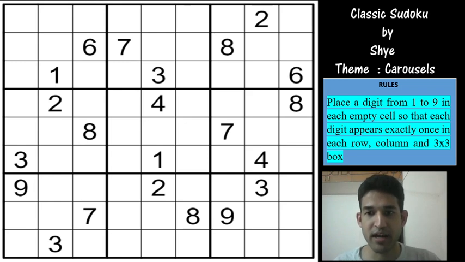So the rules are standard classic rules. Each row, each column and each 3x3 box will have the digits from 1 to 9 without any repetitions.